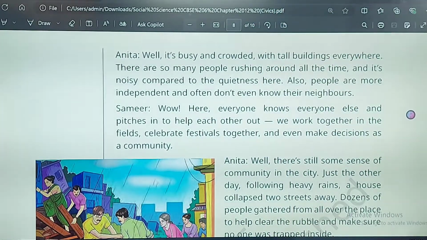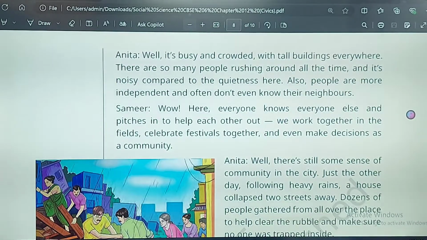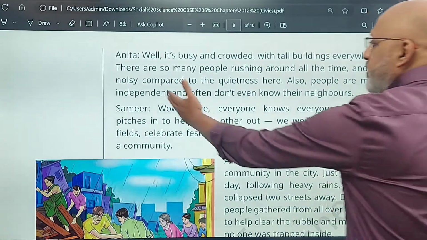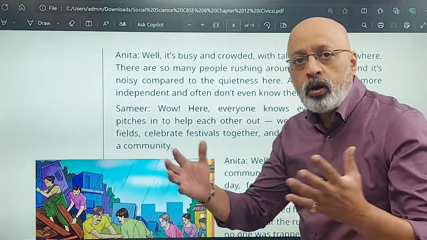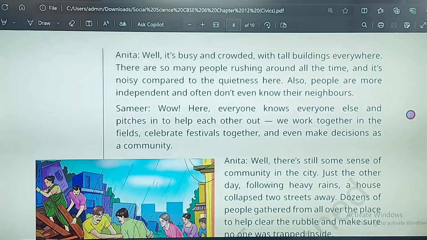Anita says it is busy and crowded, meaning it is very hectic and there is a lot of crowd and very big buildings. Tall buildings everywhere. There are so many people rushing around all the time that there is so much crowd and people are always in a hurry in the city. And therefore, it is very, very noisy, whereas here it is all very quiet. It is very noisy in the cities. Also, people are more independent and often don't even know their neighbors.